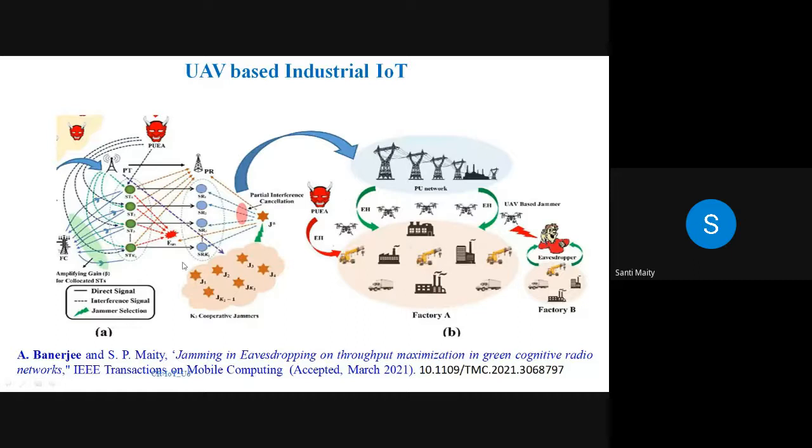This jammer will jam this signal and eavesdrop. Now jammer knowledge is available to this, so it will cancel the interfering effect. On the other end, jamming will be done. So this is a typical unmanned aerial vehicle based industrial IoT application.